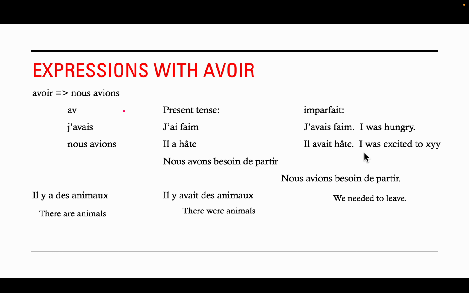So, how would we use avoir in the imparfait? In the present tense, j'ai faim, I am hungry. We could say j'avais faim. Il a hâte, il avait hâte. So you could say il avait hâte de manger. He was excited to eat. Nous avons besoin de partir. Nous avions besoin de partir. Now we have il y a des animaux. Il y avait des animaux.